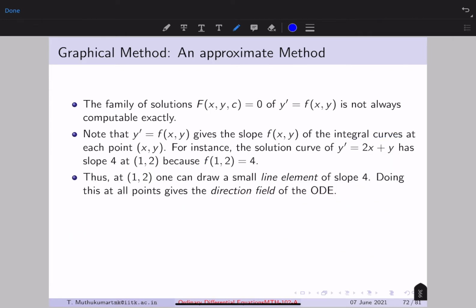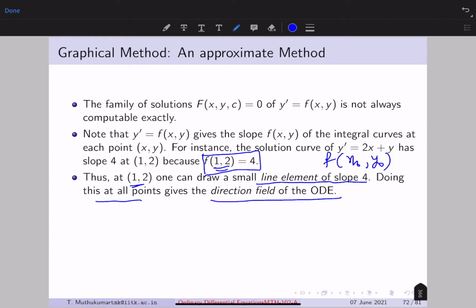So how do you do this? Since, as I pointed out, at every point x naught, y naught, you can compute the slope. At every point, you draw a small line element of the corresponding slope. In this case, it's 4, but at every point x naught, y naught, you have the slope f of x naught, y naught, right? In this example, it's 2x naught plus y naught. So whatever number that you get, you draw a small line element of that slope. Okay. Now do this at all points, then what you get is a direction field of the ODE.